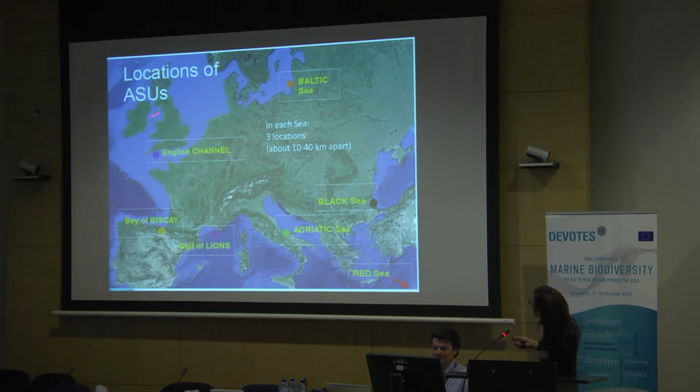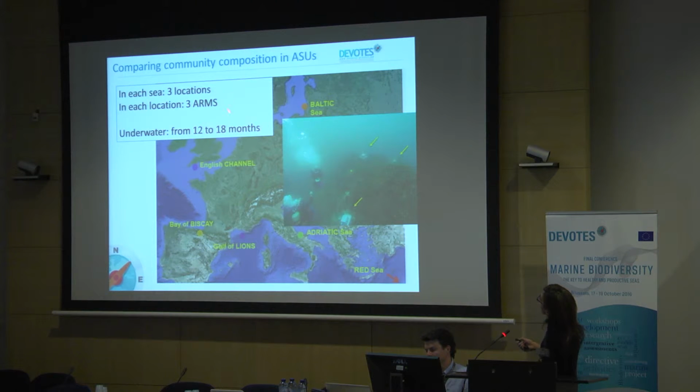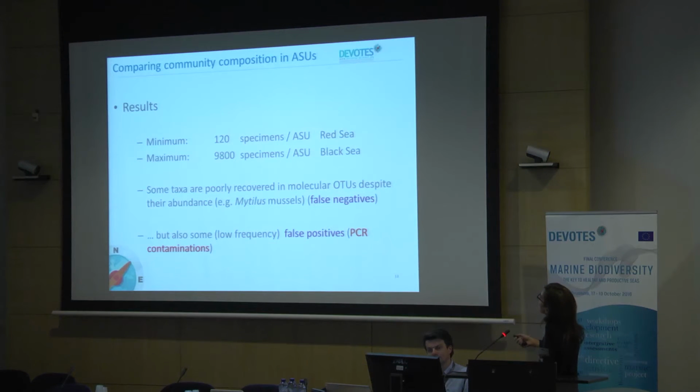So the ASU were located in seven seas. For the English Channel, we did not do the molecular analysis, but for the other ones, we did. And we had three locations per sea, about 10 to 40 kilometers apart. So you can see the seas. And in each location, we had three ARMS, very close to one another, as you can see here. They remained underwater for a year to a year and a half at 17 meters depth. Some of them were lost, so you need to fix them well if you want to recover nine ASU per sea.